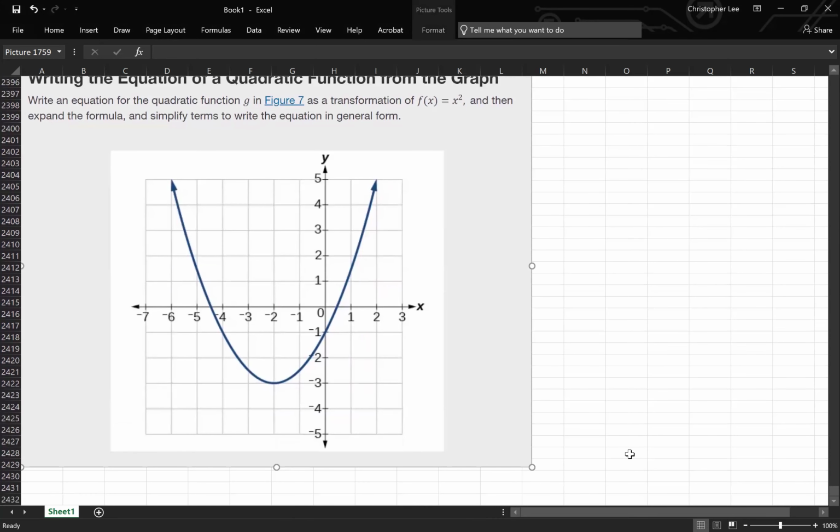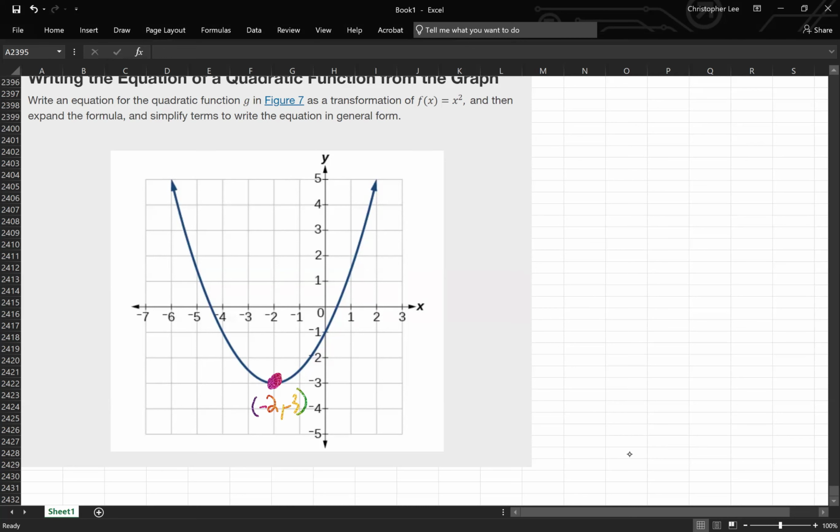All right, so in this question, they're asking us to write an equation of the quadratic function g as a transformation of f of x equals x squared, and then expand the formula and simplify terms to write the equation in general form, right? So let's make some observations here, right? I have my vertex right here. That's my vertex. That point is what? Negative 2, comma, negative 3, right?